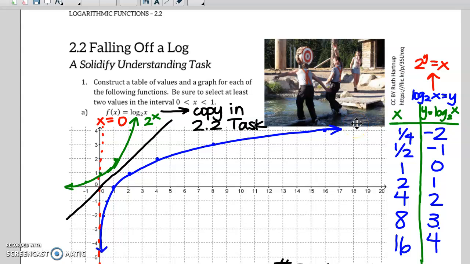Hi guys, we're going to talk about the 2.1 task here real quick since I can't be there today with you. So the first part says to construct a table of values and graph for the following functions.